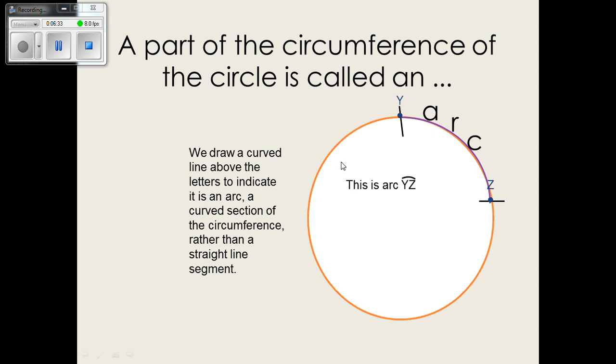And we would identify that as arc YZ because those are our endpoints. And we're going to draw a little curvy line above the YZ because this is a curvy line here. So this is arc YZ.